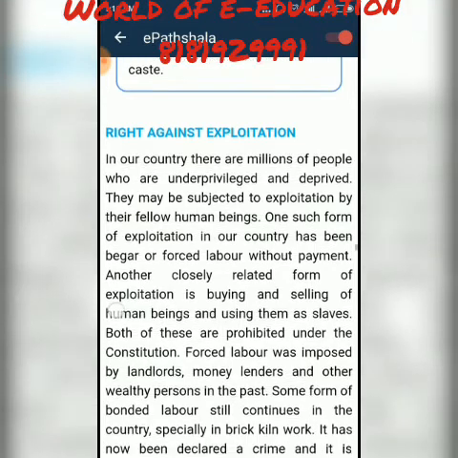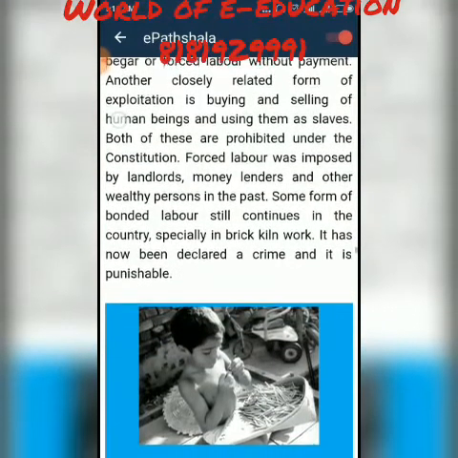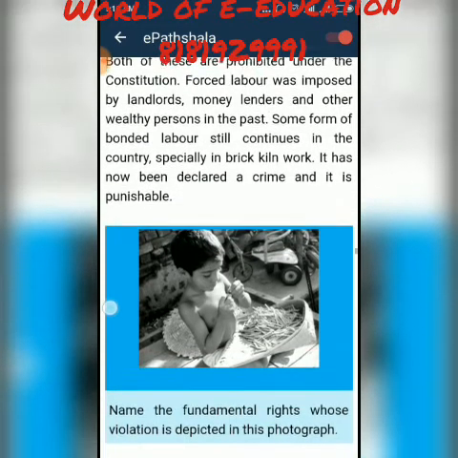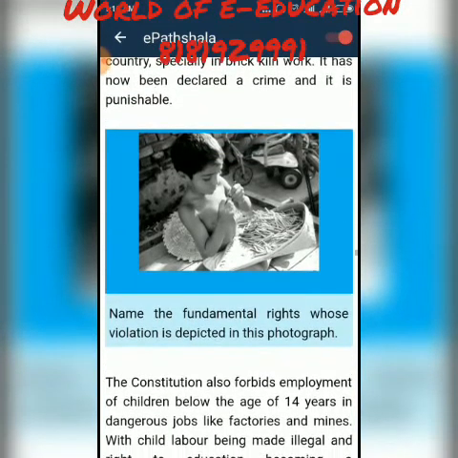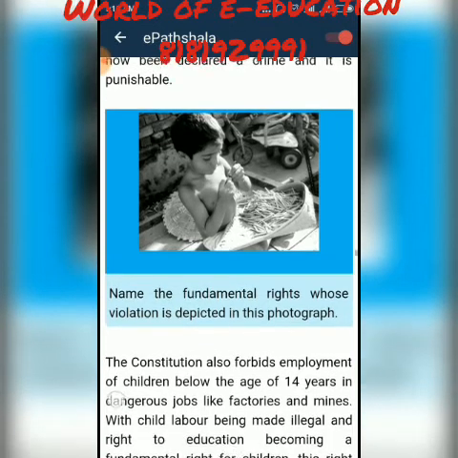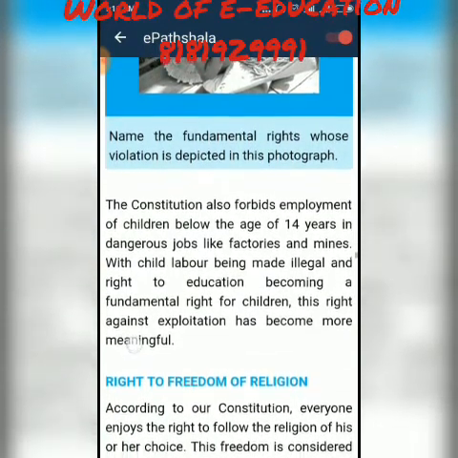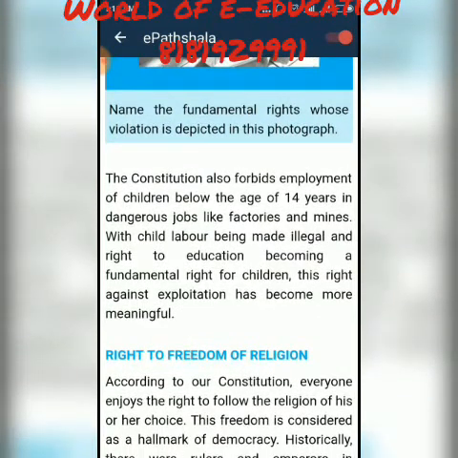Forced labor was imposed by landlords, money lenders and other wealthy persons in the past. Some form of bonded labor still continues in the country, especially in brick kiln work. It has now been declared a crime and it is punishable. Name the fundamental rights whose violation is depicted in this photograph. The Constitution also forbids employment of children below the age of 14 years in dangerous jobs like factories and mines. With child labor being made illegal and right to education becoming a fundamental right for children, this right against exploitation has become more meaningful.